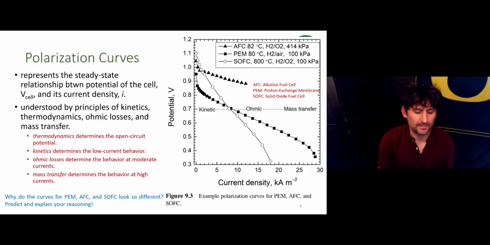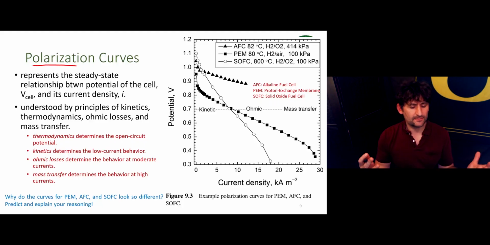Let's take a moment now to think about the polarization curve for a fuel cell. A polarization curve, whenever you see this, polarization, what does that make you think of? Makes you think of polarizing an electrode, changing the voltage across our device and measuring the current, or vice versa, changing the current and measuring the potential. So a polarization curve is the relationship between potential and current. Here are three example polarization curves for an alkaline fuel cell here, a proton exchange membrane fuel cell here, and a solid oxide fuel cell here.